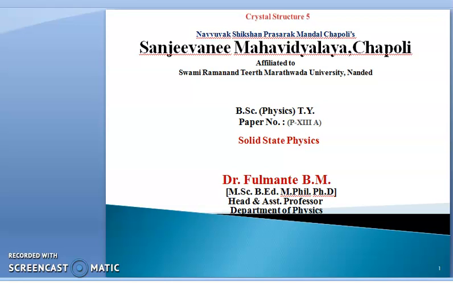Good morning, dear learners. In last lecture number 4, we have seen the various types of lattice and unit cells. Basically, 4 unit cells are there. Depending upon the combination of these basic unit cells, we have seen various types of crystal lattice.